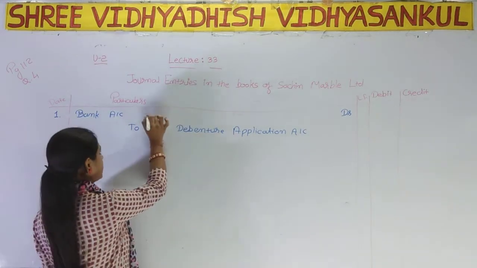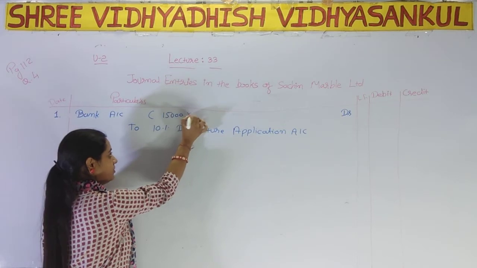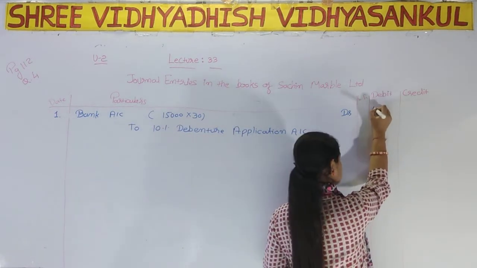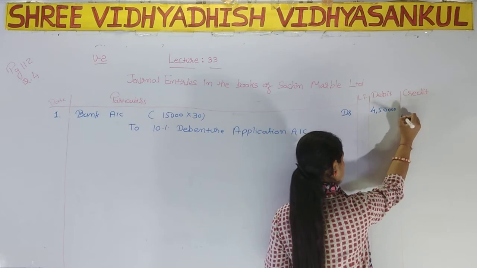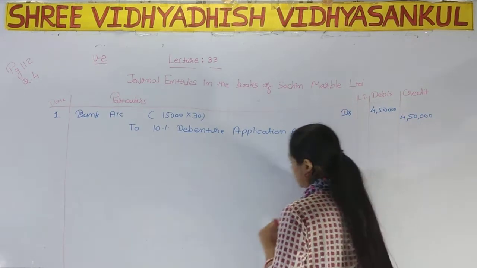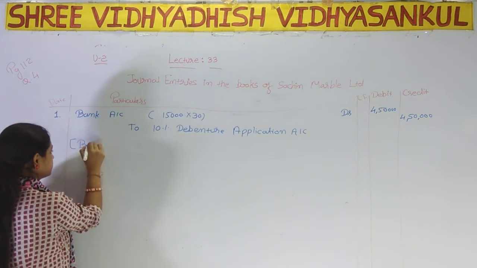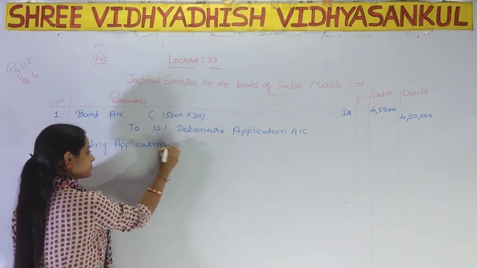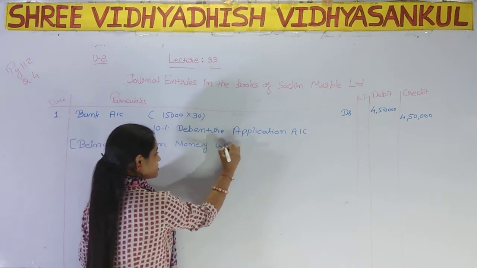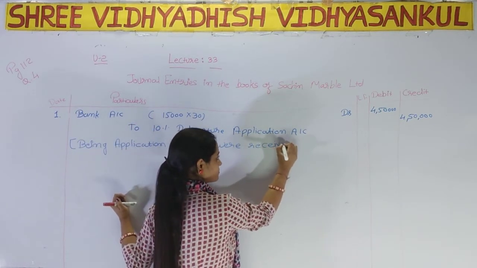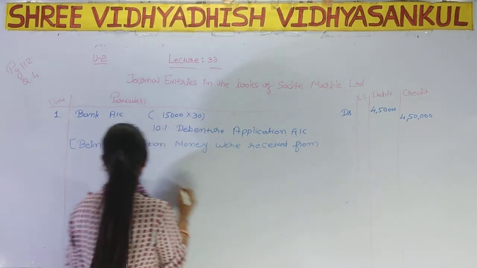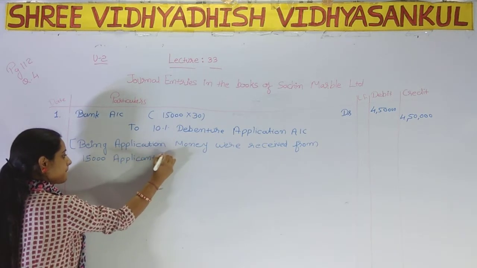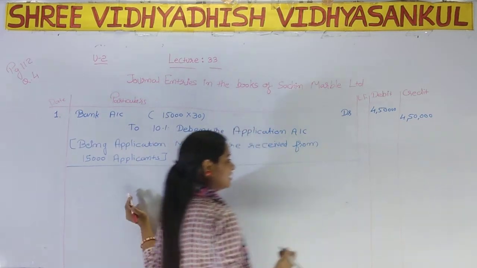So here we have received 15,000 application into, we have demanded 30 rupees on application, right? So we have received 4,50,000 rupees. Into bracket we have to write being application money were received from 15,000 applicants. Bracket over, underline, leave one line, then the second one.